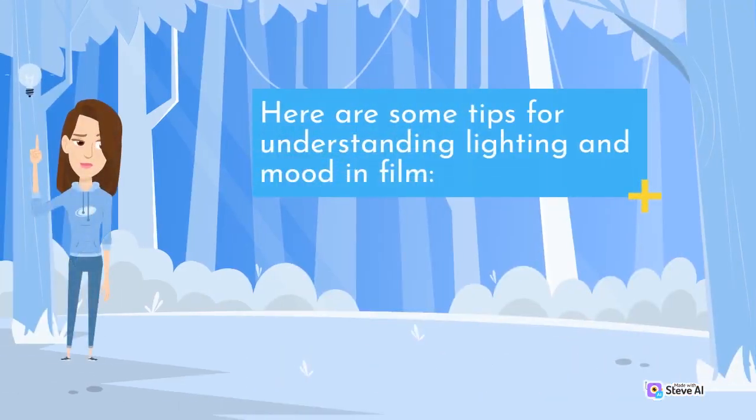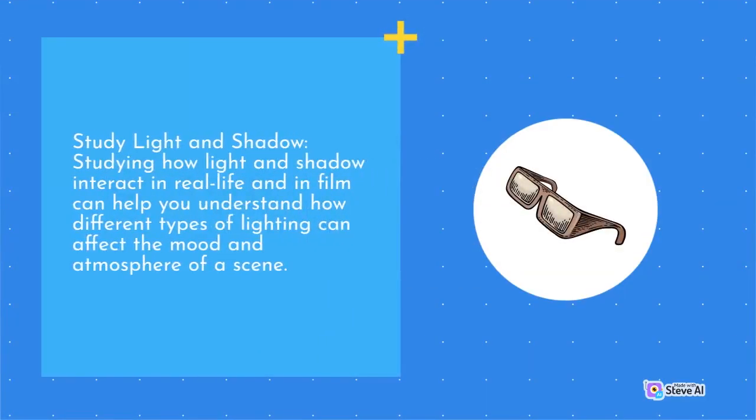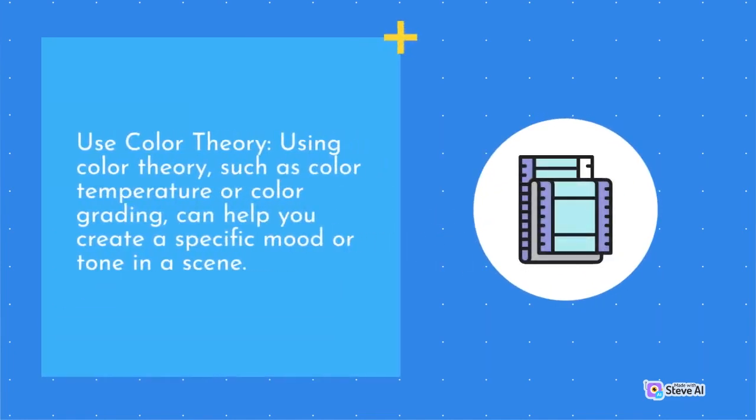Here are some tips for understanding lighting and mood in film. Study light and shadow. Studying how light and shadow interact in real life and in film can help you understand how different types of lighting can affect the mood and atmosphere of a scene. Use color theory. Using color theory, such as color temperature or color grading, can help you create a specific mood or tone in a scene.